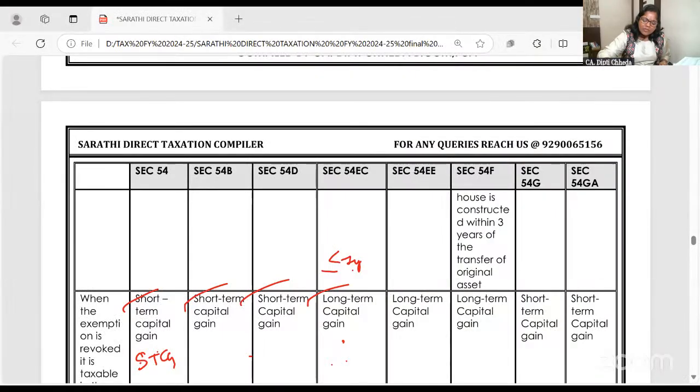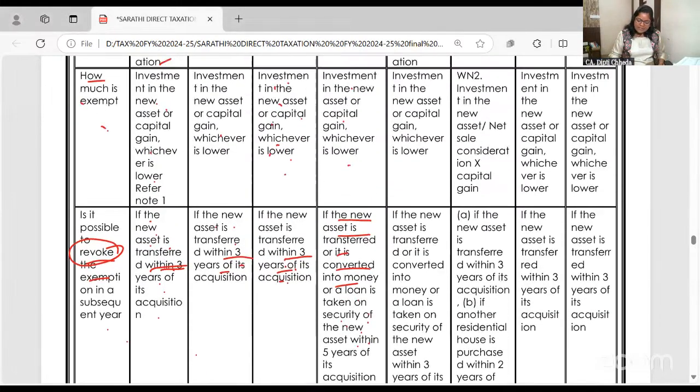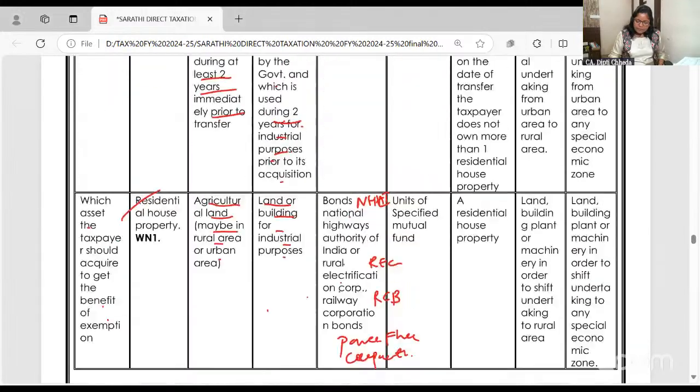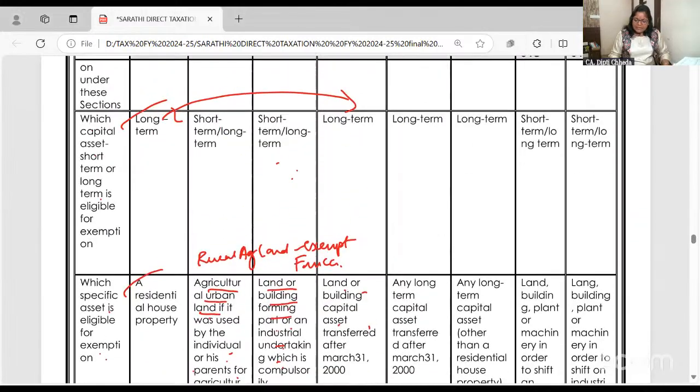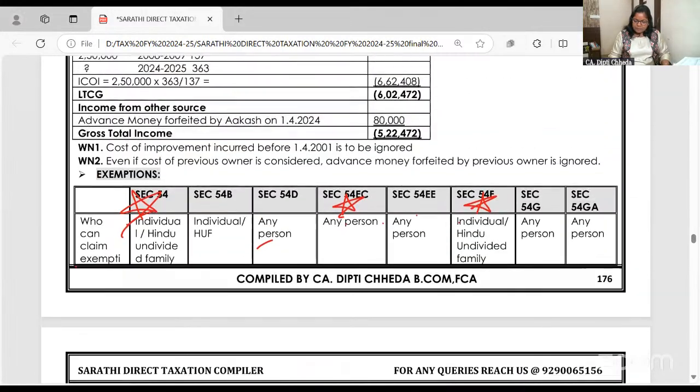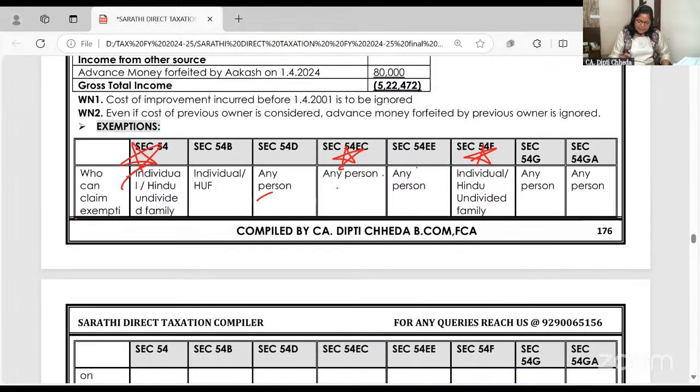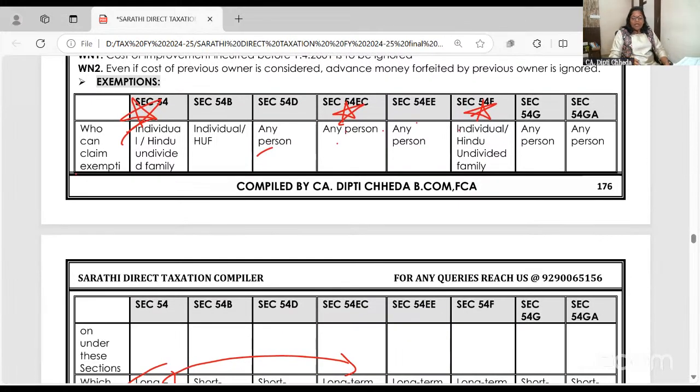Clear to all of you? So many of you are live here and so many of you are live on Zoom also. Any doubts you have in understanding, please ask. Yes, chat is on. 54 EC. Any person can come. Very important: in 54 it was only individual and HUF. Here it is any person.